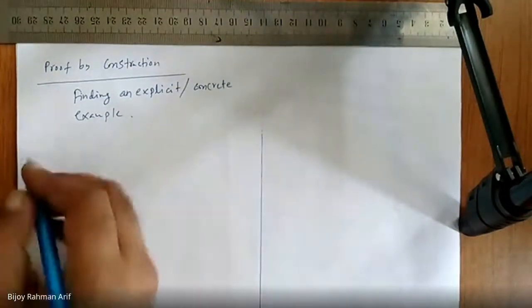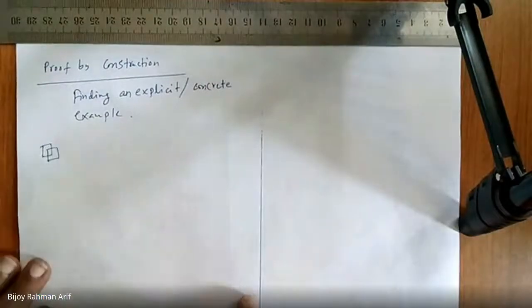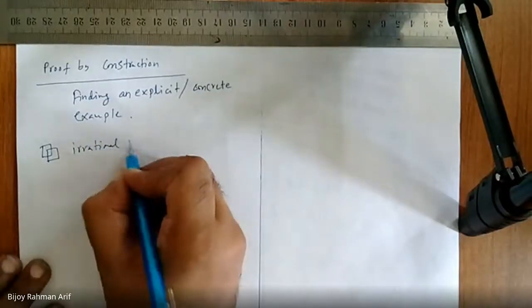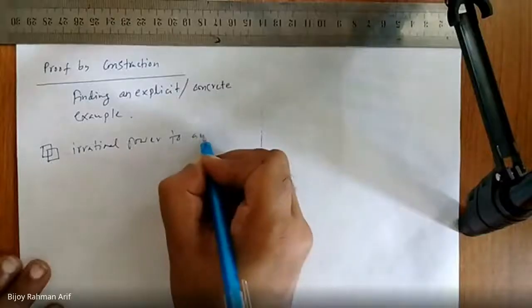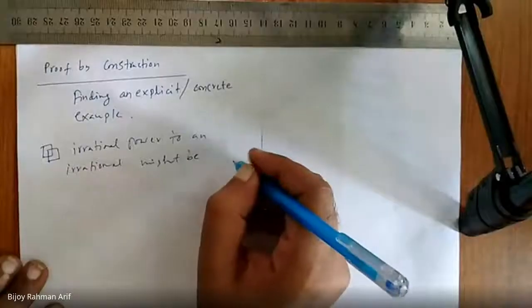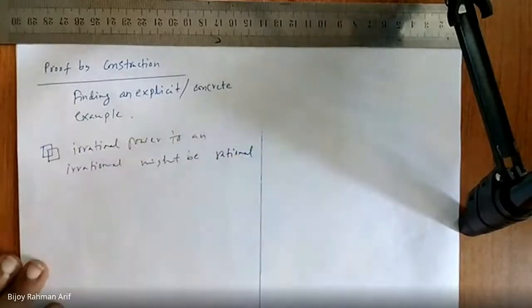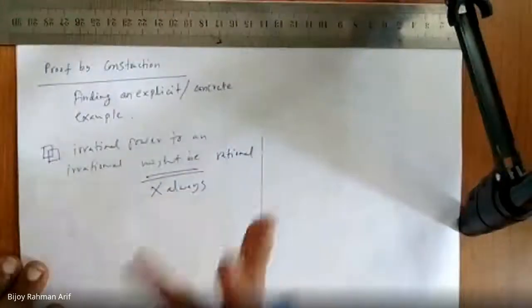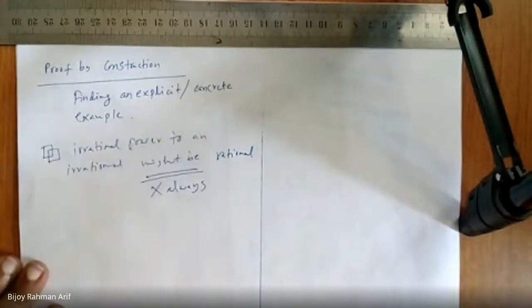For example, let's try to prove this: an irrational power to an irrational number might be rational. You want to prove this? Might be, not always. Might be. So we have to find a concrete example. So finding that concrete example technique is called proof by construction. You are constructing. You are finding an example.